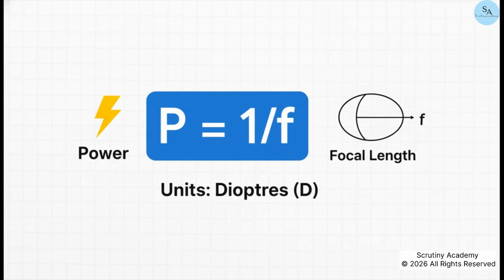So, when you get a prescription for glasses, the number on it is the power of the lens, and we measure it in diopters. The idea is actually super simple. The power is just 1 divided by the focal length. That's it. P equals 1 over F. Now this formula is a total classic for numerical questions, so you've got to know it.